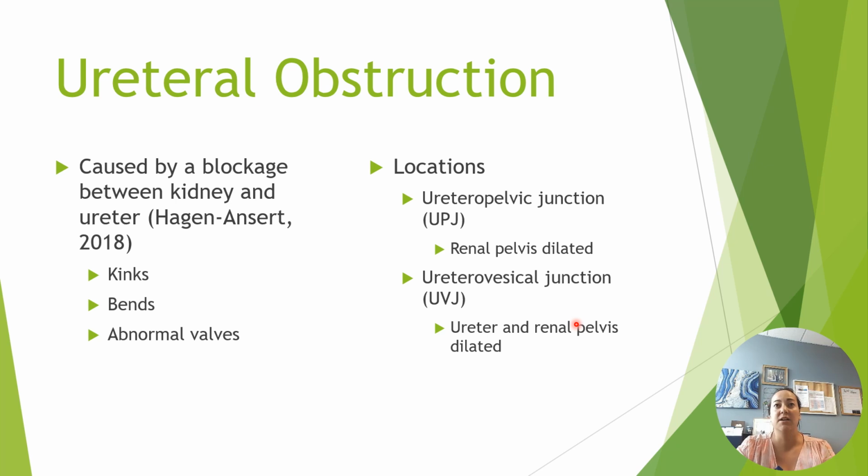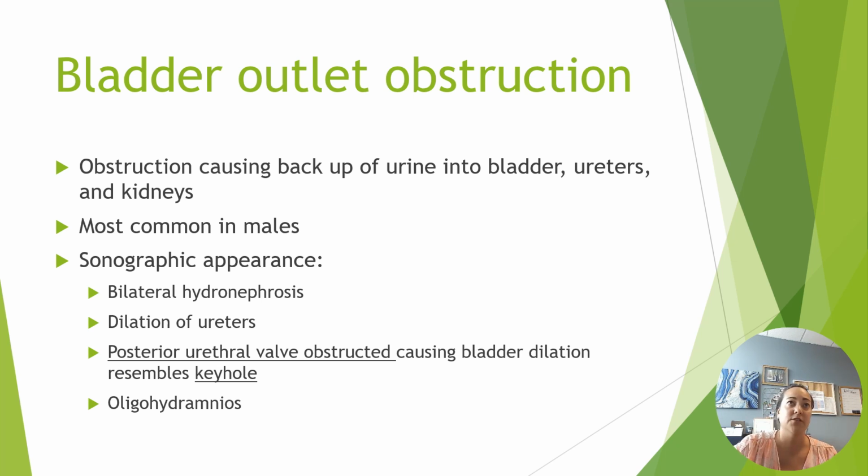So depending on where the obstruction is located, it can be called a ureteropelvic junction obstruction, so that renal pelvis is dilated, or it can be at the level of the bladder, where it's ureterovesical, and that would be demonstrated with ureteral and renal pelvis dilation if that is the location. Then if we see obstruction further down the line at the level of the bladder, we would call that a bladder outlet obstruction.